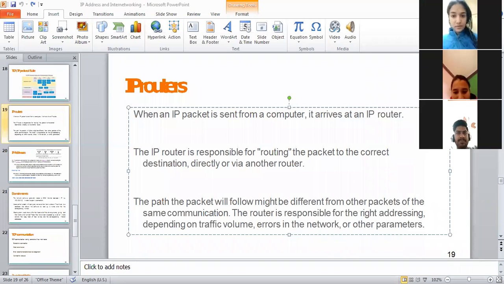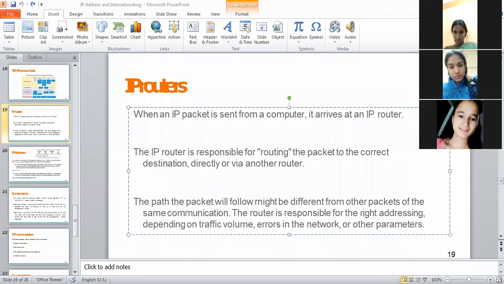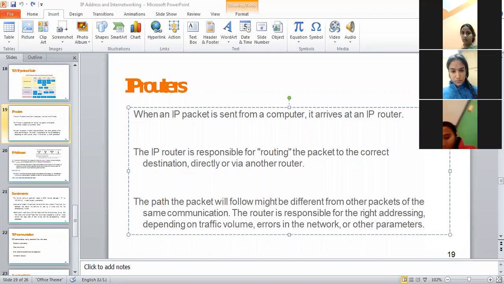Great. Okay. So let us discuss the IP routers, right? Here we are discussing the concept of the IP routers. This was the final conclusion of this entire discussion which we have been having since last Monday, right? See, when an IP packet is sent from a computer, it arrives at an IP router.